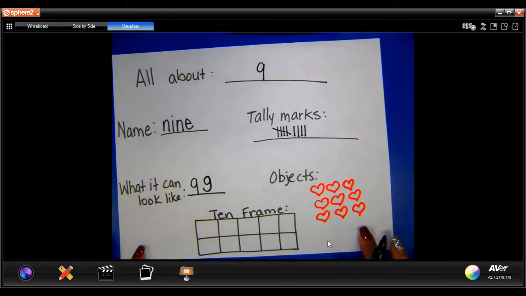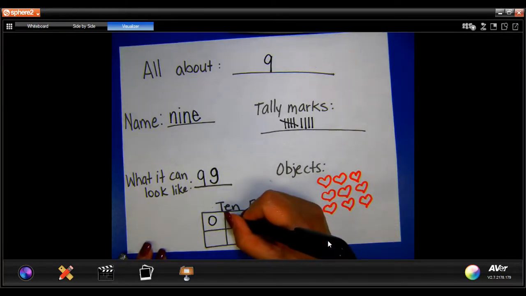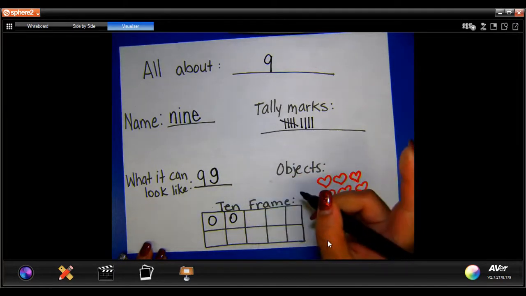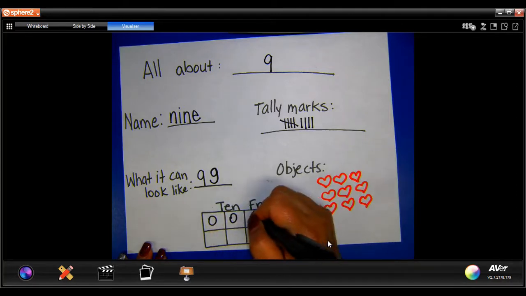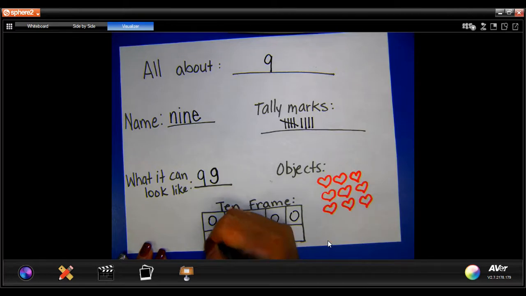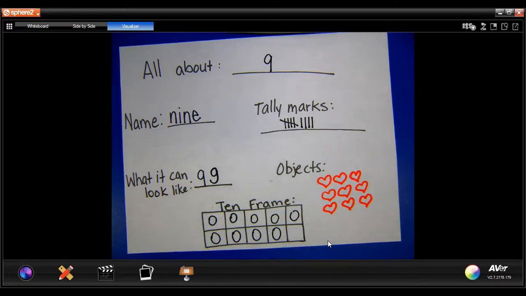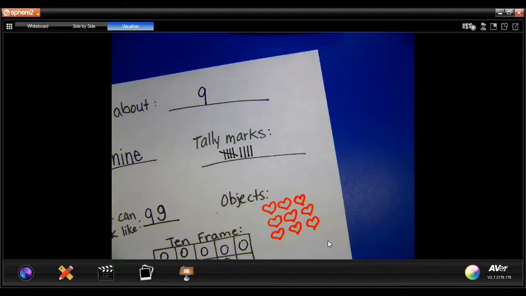And now we're going to our 10 frame. So 1, 2. Oh, we're going to draw 9 circles, right? 1, 2, 3, 4, 5, 6, 7, 8, and 9. Good job. Okay. So this is more or less what yours needs to look like. Now you can pause the video and go get your other paper so we can work on number 10.